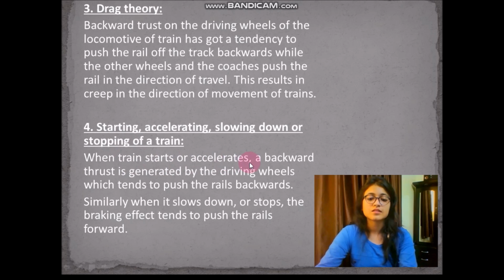When a train starts or accelerates, backward thrust is generated by the driving wheels, which tends to push the rail backward. Whenever the train starts or accelerates, the wheels have a tendency to push the rail backwards. Similarly, when it slows down or stops, when the brakes are applied, by logic it has a tendency to push the rails forward. Because of this, creep will occur. So, 4 things we studied: wave motion theory, second percussion theory, third drag theory, and then starting, slowing down, accelerating, stopping of the train.